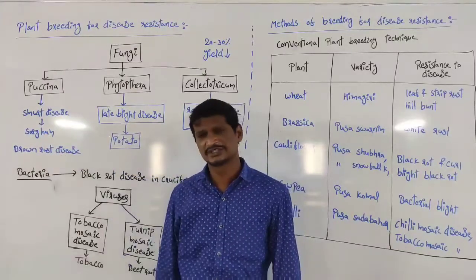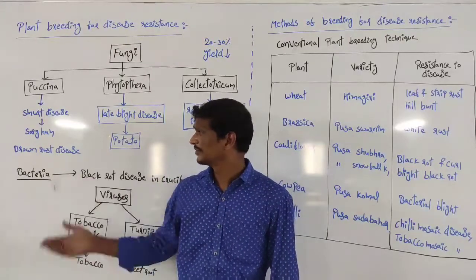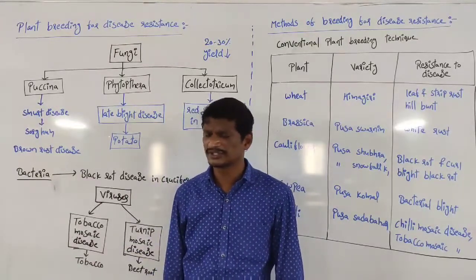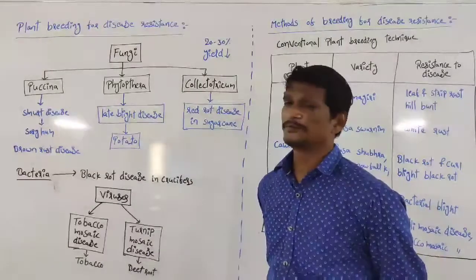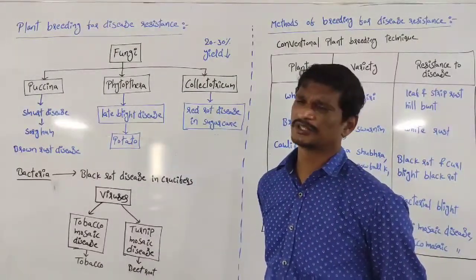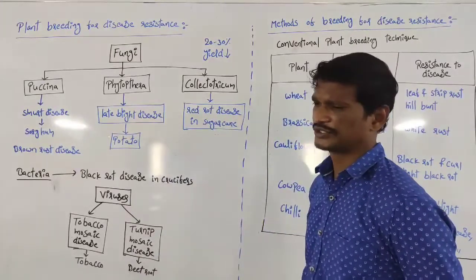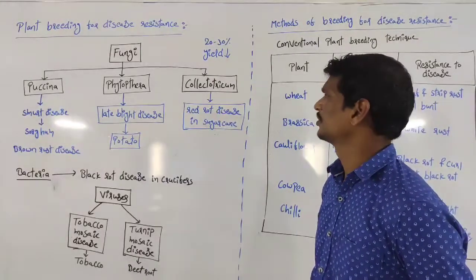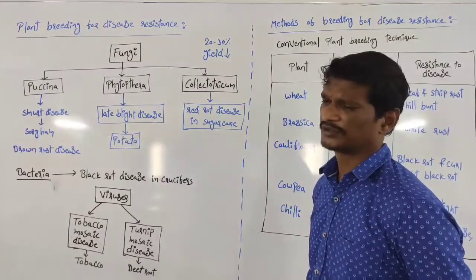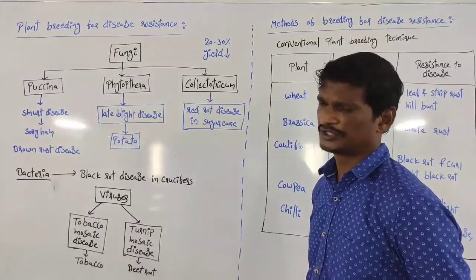And brown rust disease. In certain cases, the same fungus causes brown rust disease also, right? Coming to the next one, Phytophthora. We know about this one, especially seen in potato plants. This is also called late blight disease. The total plant will be affected, right? And Phytophthora falcatum is one of the fungi which causes red rot disease.